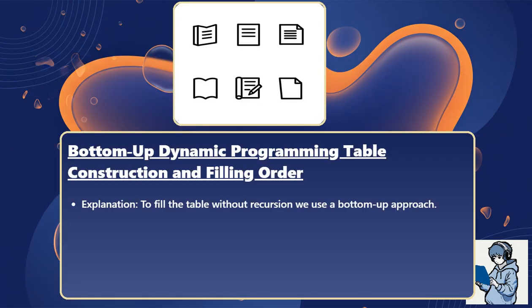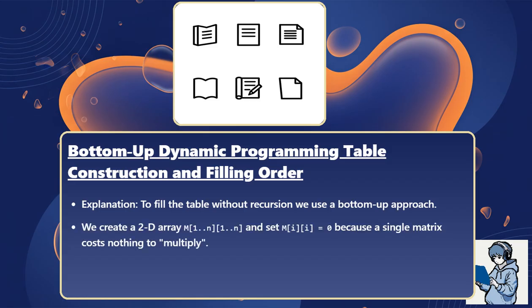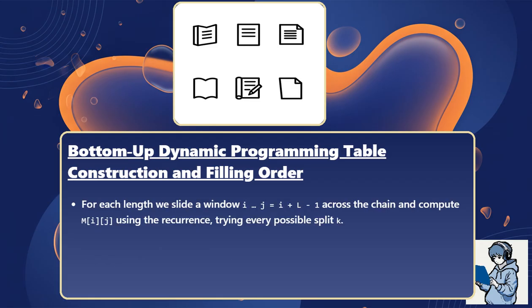To fill the table without recursion, we use a bottom-up approach. We create a two-dimensional array m[1..n][1..n], and set m[i][i] equals 0, because a single matrix costs nothing to multiply. Then we consider chains of length L equals 2, 3, up to n. For each length we slide a window j equals i plus L minus 1 across the chain, and compute m[i][j] using the recurrence, trying every possible split k.